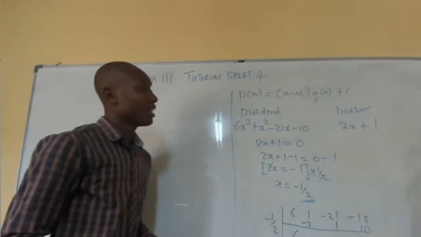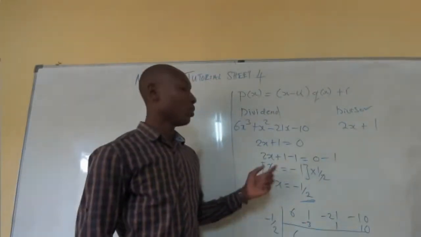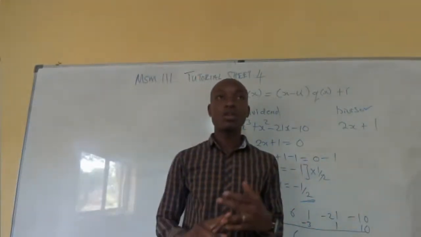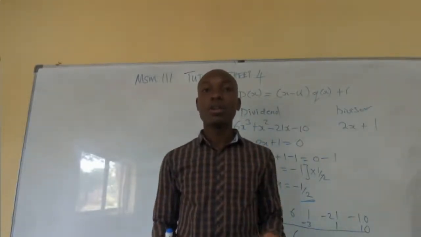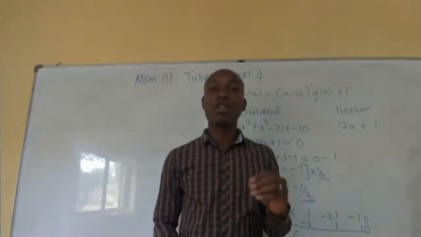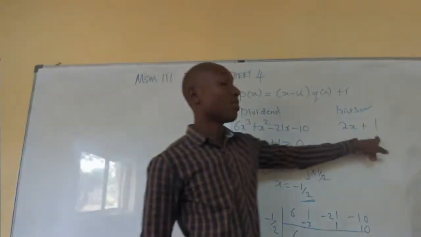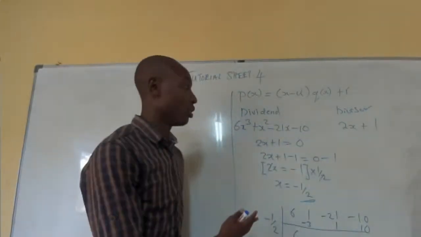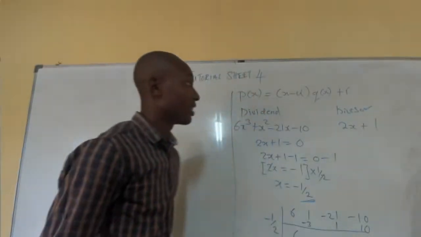Okay, so now what does that mean? Whenever you find a question where you use synthetic division or you use long division, but you end up having the remainder as 0, that particular divisor is called a factor of the polynomial. Okay, so in this case we have 2x plus 1 is actually a factor of the polynomial because it has given us a remainder of 0. Okay, but that's not the question.